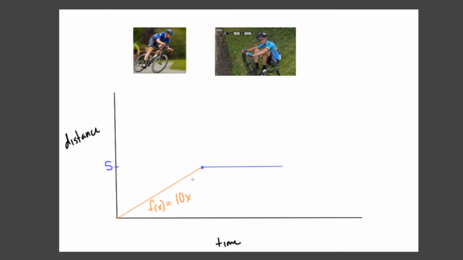As he's sitting there and contemplating his life and wondering what he did wrong, we will say that this f of x is equal to, well, it's 5. Right here it's 5, right here it's 5, right here is 5. No matter how much time changes, the answer is always still going to be 5. So he's stuck at the 5-mile marker right now as he's trying to repair his tire.